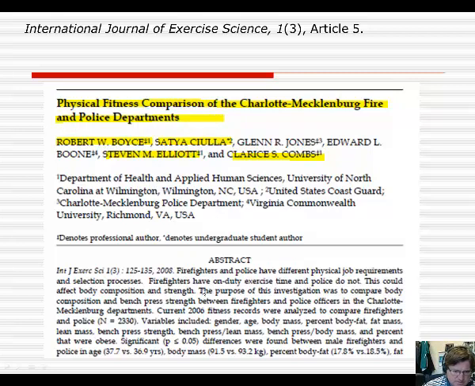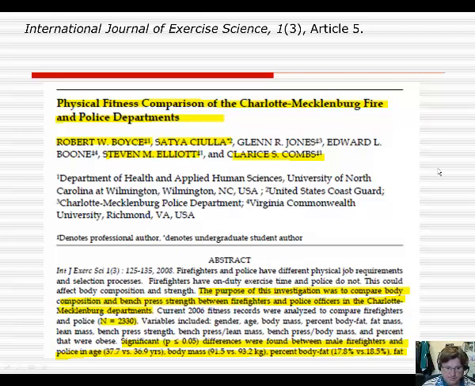So let's find our purpose statement. Here it is. The purpose of this investigation was to compare body composition and bench press strength between firefighters and police officers in the Charlotte Meck departments. Okay, basically just comparing policemen to firemen. So we took some existing data that was out there, and it was a big data set. And we went through this, and we found some differences. We found a lot of big differences in the physical fitness of firefighters versus police officers.